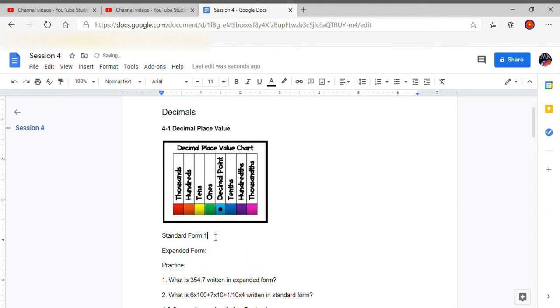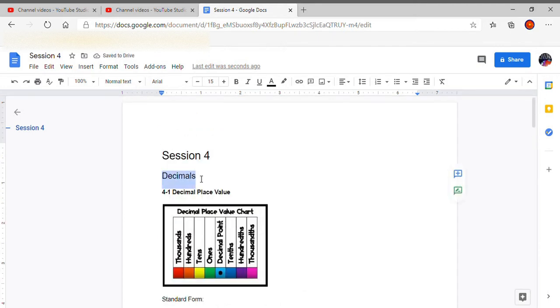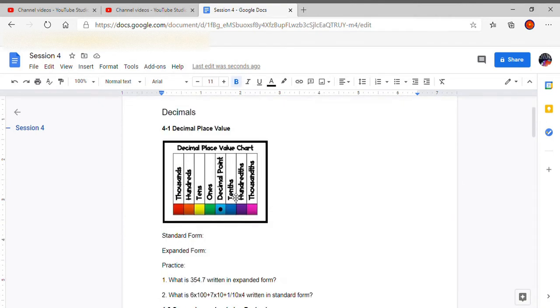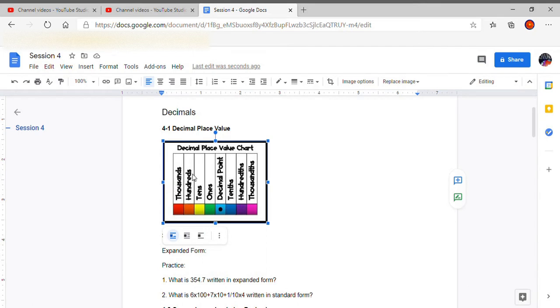For this session, we will be going over another way to write fractions called decimals. Decimals are another way to write fractions, and for this one, we have a decimal place value picture for 4-1. It's thousands, hundreds, tens, and ones, that's before the decimal point, which is here. Then tenths, hundredths, and thousandths, and it goes on in places.